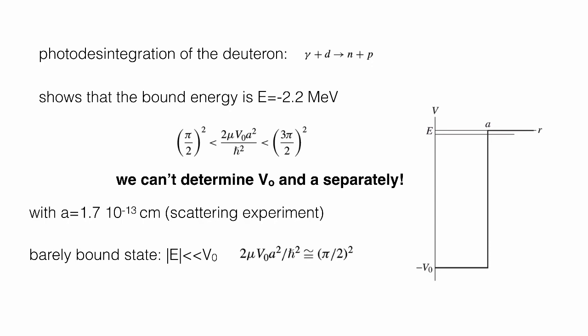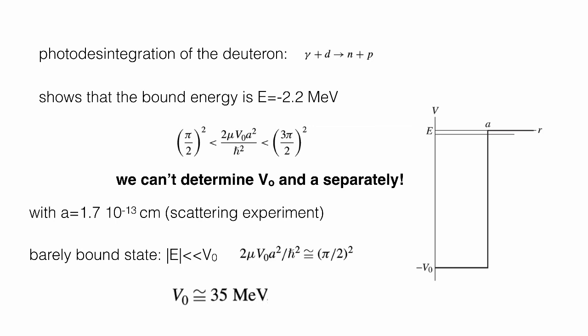That means that if the energy is almost at the top of the well, so it's barely a bound state, we can find that the only solution that's possible is when the radius of the circle I showed before is pi over 2. And we find that the depth of the potential is about 35 MeV. So this confirms that the potential here is really deep. 35 MeV is a very strong interaction.